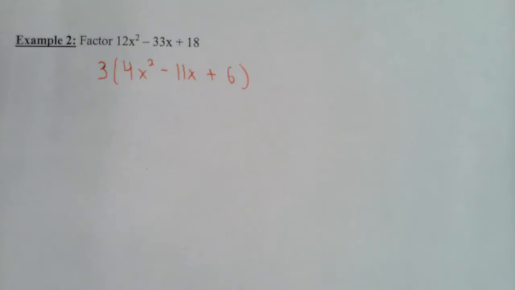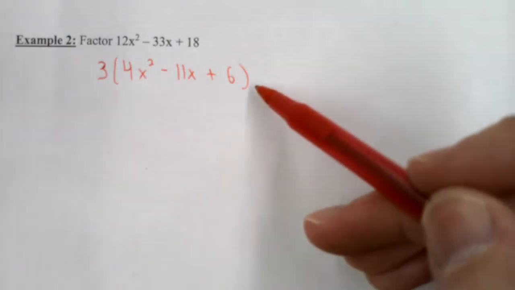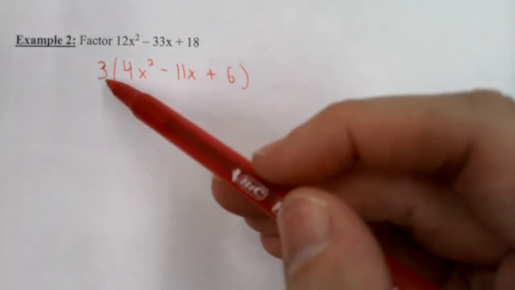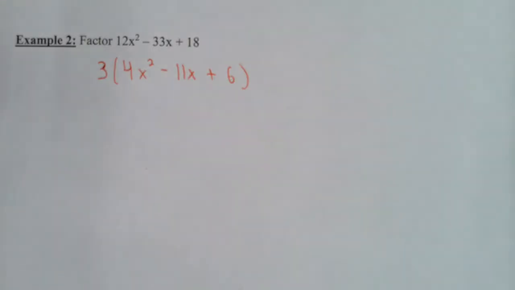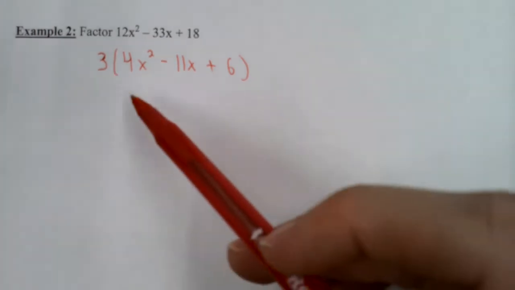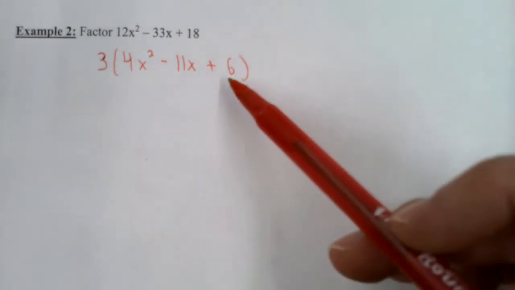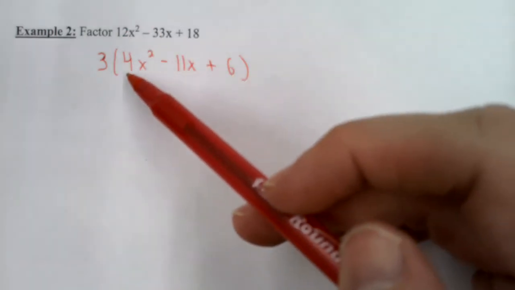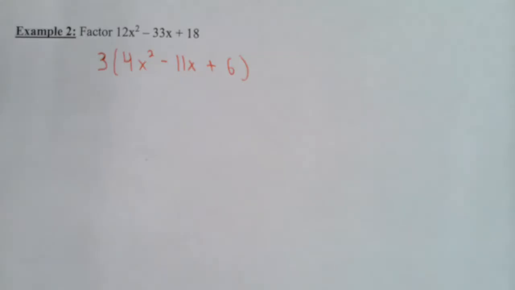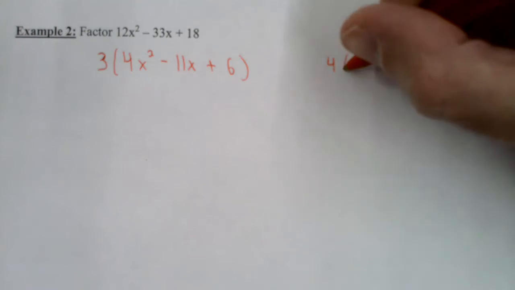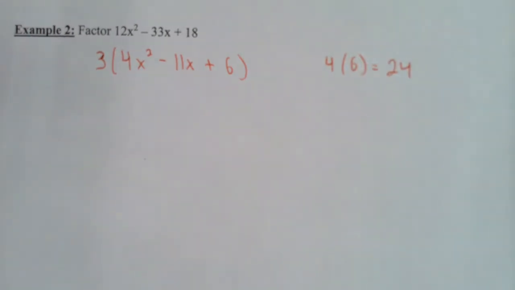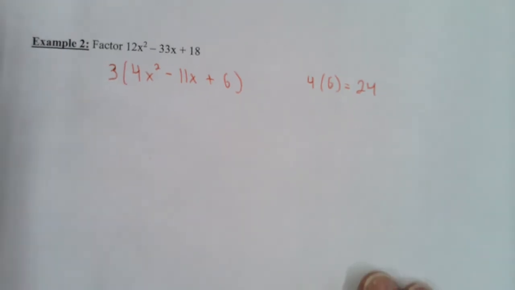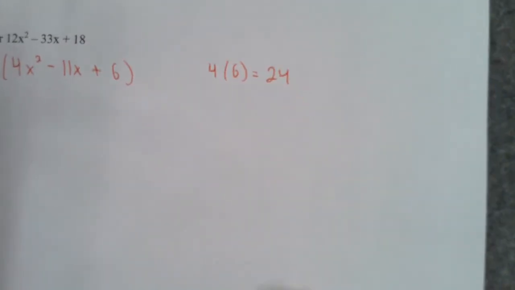And now you're going to factor this trinomial in the parentheses. You just have to make sure you write the GCF 3. You can write that first in every single step throughout the entire problem. But now you're going to factor this trinomial just like we did in example 1. So step 1, take the A value 4, multiply it by the C value 6. That equals 24.